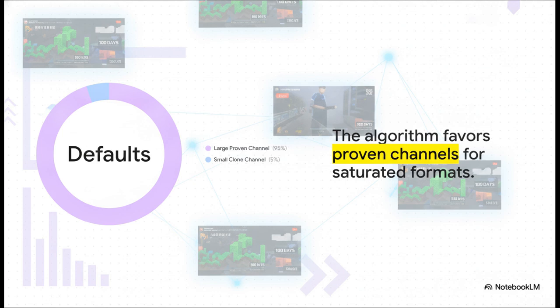If your format is identical to a channel 10 times your size, the system is always going to default to the larger proven data set. Why? Because the algorithm knows the giant channel guarantees satisfaction. So, to break through, you've got to find those unique angles the massive channels just aren't covering.